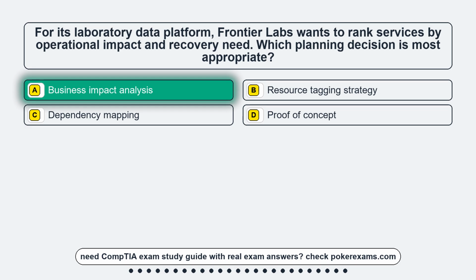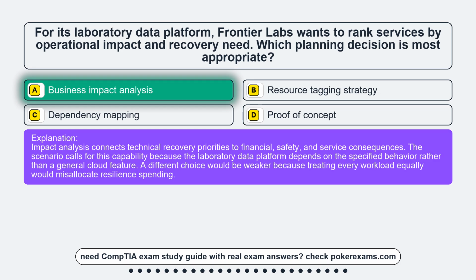The correct answer is option A, business impact analysis. Impact analysis connects technical recovery priorities to financial, safety, and service consequences. The scenario calls for this capability because the laboratory data platform depends on the specified behavior rather than a general cloud feature. A different choice would be weaker because treating every workload equally would misallocate resilience spending.